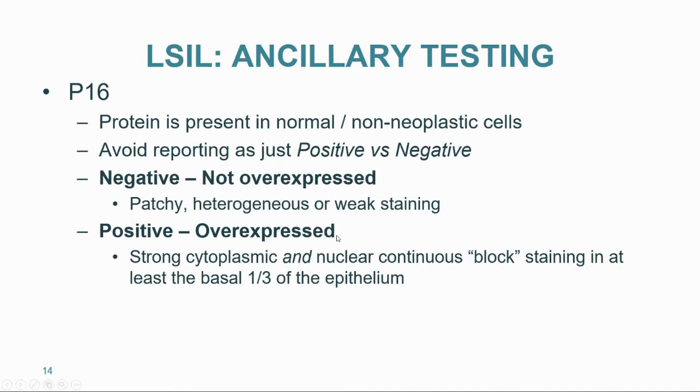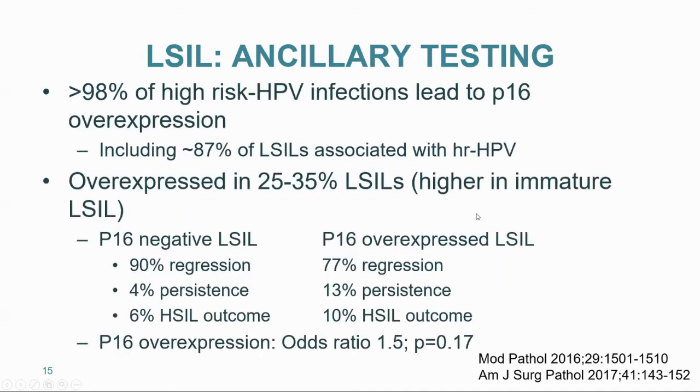Overexpression in this context is defined as strong cytoplasmic and nuclear staining in a block or spanning a continuous number of cells, usually full thickness in the squamous epithelium, but it needs to be present at least in the basal third of the epithelium. Again, as a continuous layer of consecutive cells showing strong cytoplasmic and nuclear positivity.